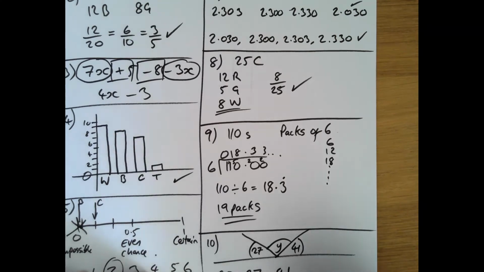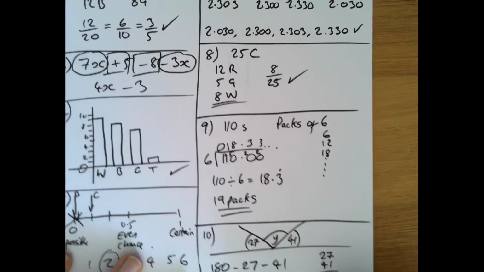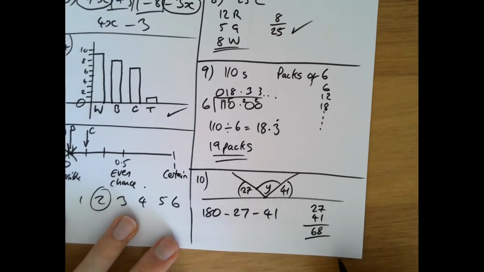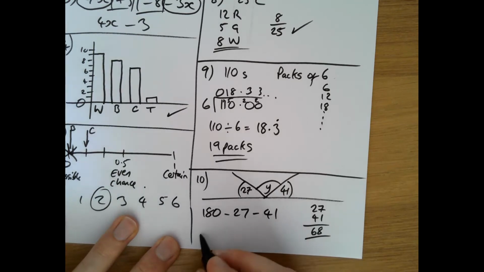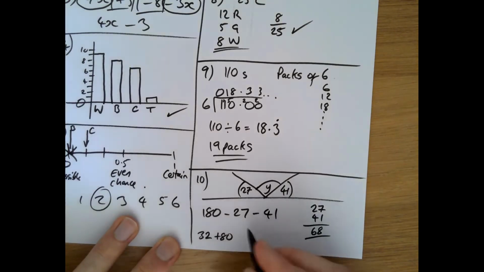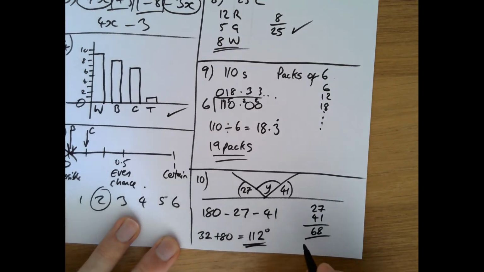The way that I do it, you might have a different way. What I'm going to do is I'm going to add them together. 27 add 41 is 68. I would then add, how many do I need to add to get to 100? Well, I need to add 32 to get to 100. I then need to add another 80 to get to 180. So I think the answer is going to be 112 degrees.